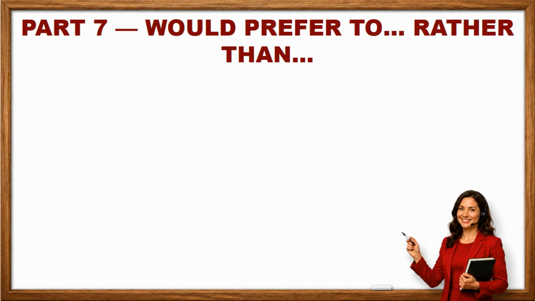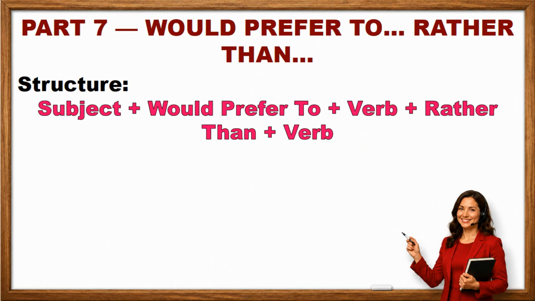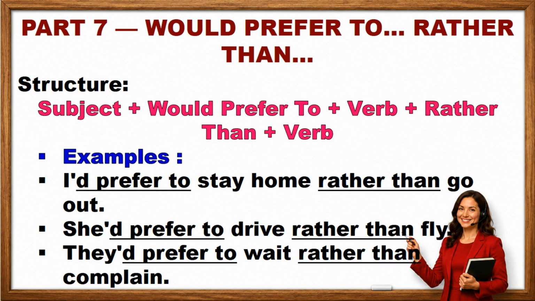Part 7. Would prefer, to rather than. A more formal structure. Structure. Subject plus would prefer to plus verb plus rather than plus verb. Examples. I'd prefer to stay home rather than go out. She'd prefer to drive rather than fly. They'd prefer to wait rather than complain. This sounds more polite.